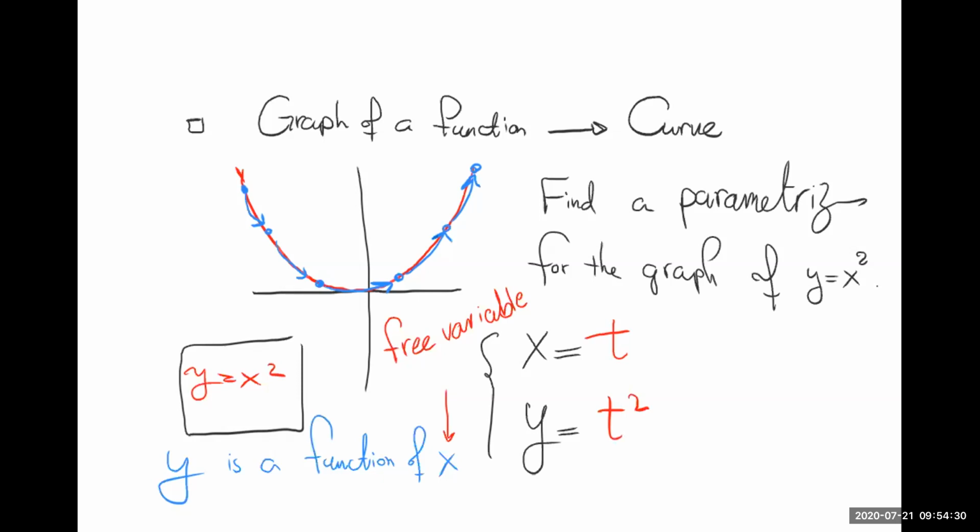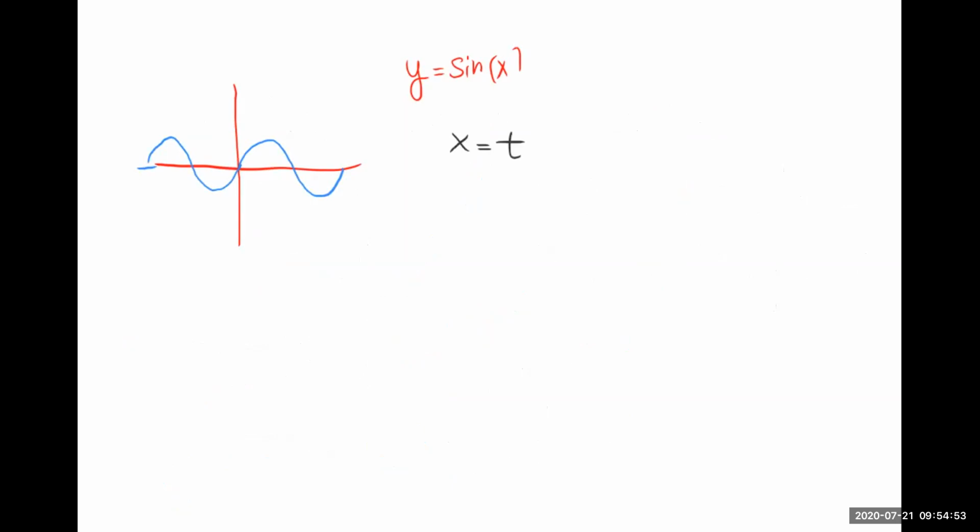So for example, if I wanted to find a parametrization for the graph of y equals sine of x, the independent variable is another word for the free variable. I would say x is the free or independent variable, y would be sine of x, which means it's sine of t. It might be the other way.